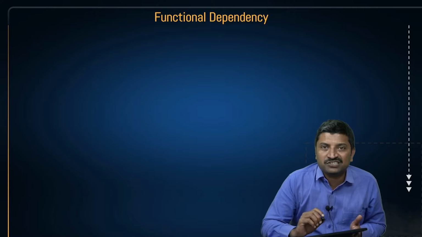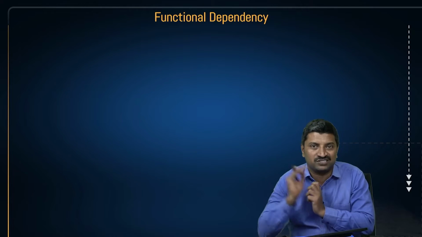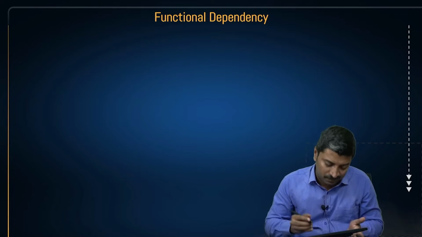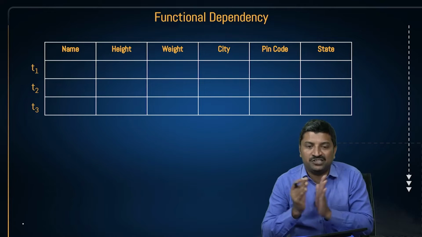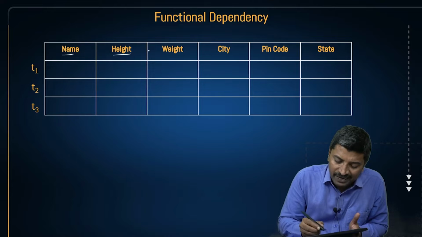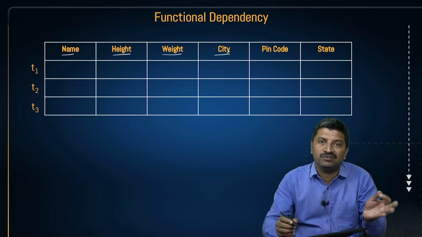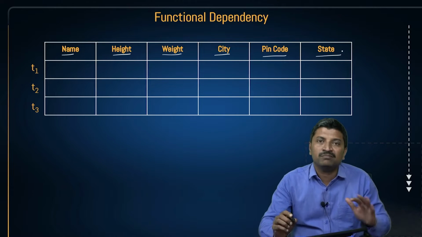Now let us start functional dependencies and candidate keys. What is a functional dependency? First, let me explain what a functional dependency is with an example. Then we will see the general definition of functional dependency. Suppose I have a relation which consists of the attributes name, height, weight of the person, city in which he is living, pin code of that city, and the state.